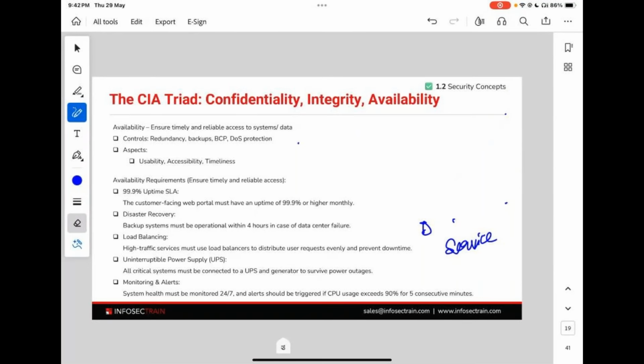And I've told you the examples of availability when it comes to e-commerce as well. So we spoke about that.